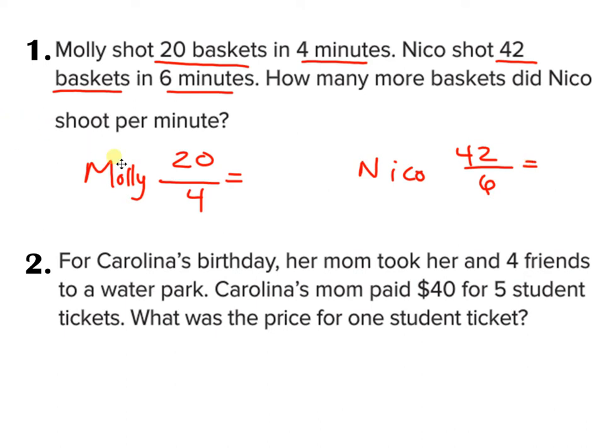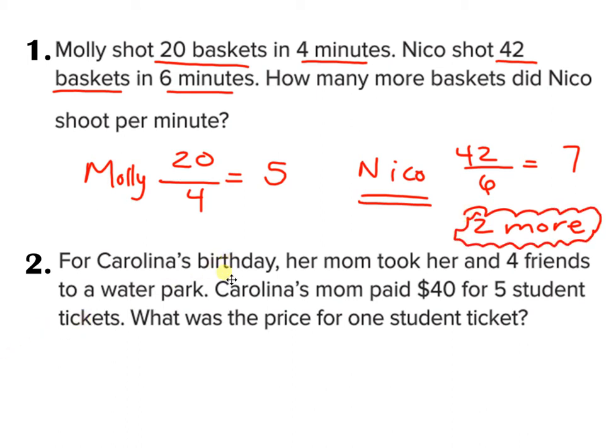Okay, so Molly shoots 5 baskets per minute. Nico shoots 7 baskets per minute. So we know that Nico shoots more, but that's not the question. The question is, how many more does he shoot per minute? Well, if he shoots 7 per minute, Molly shoots 5 per minute, how many more does Nico shoot? 2 more baskets per minute.